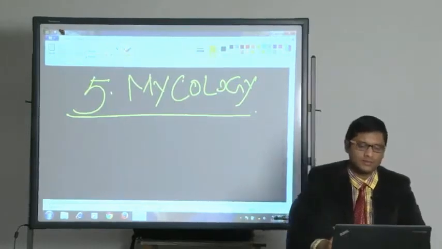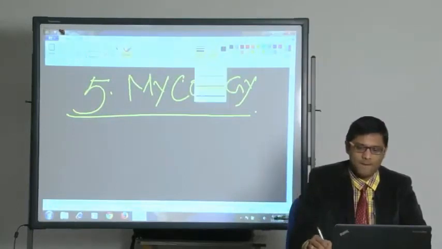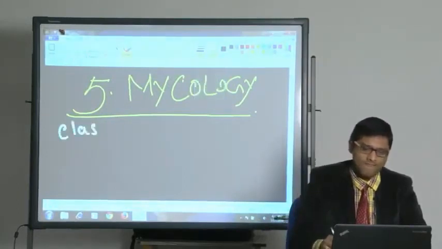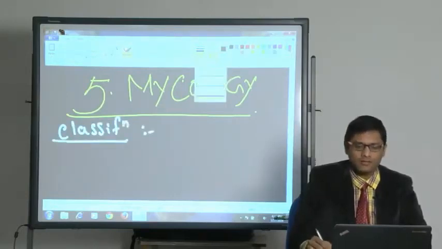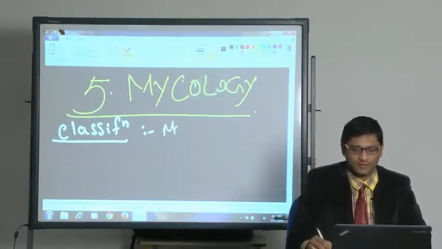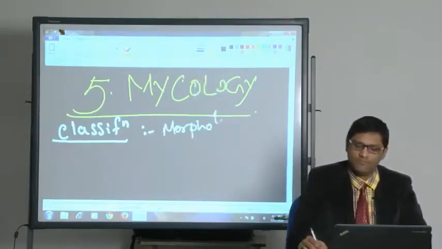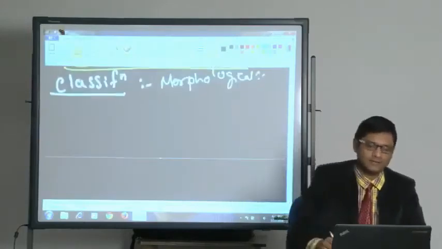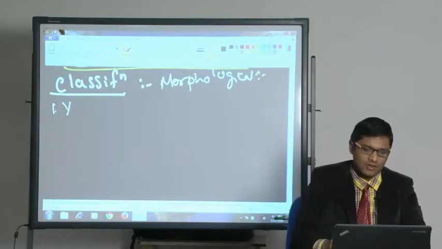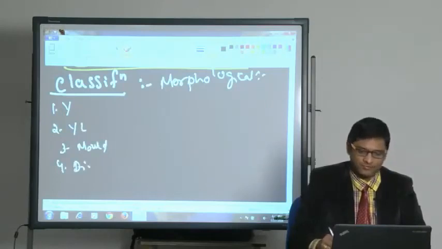So fungus can be classified in various ways. They say that three ways of classification are there. One is morphological classification, according to which fungi can be classified as yeast, yeast-like, mold and dimorphic.